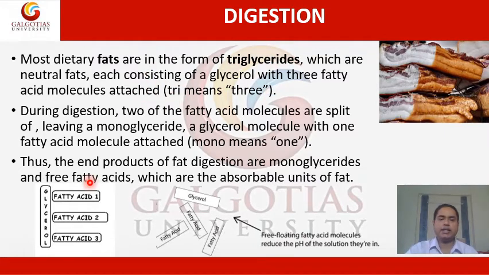Most dietary fats are in the form of triglyceride. The triglyceride is a natural fat molecule. It consists of a glycerol molecule attached with three fatty acid molecules. During the digestion, two of the fatty acid molecules are split off, leaving the monoglyceride, a glycerol molecule with one fatty acid molecule attached. So the end products of the fat digestion are monoglyceride and free fatty acid molecules, which are the absorbable units for the fat.